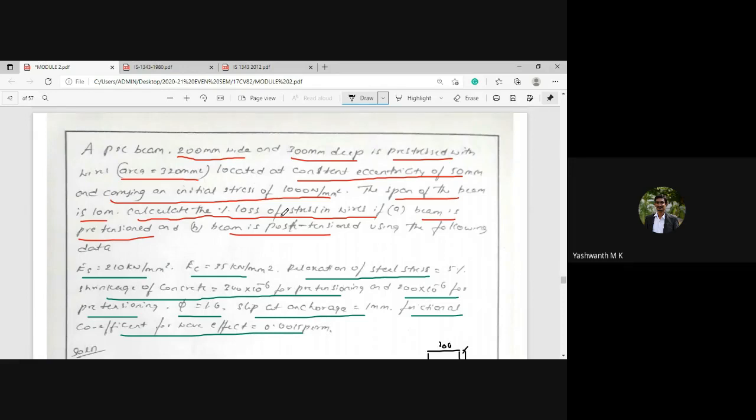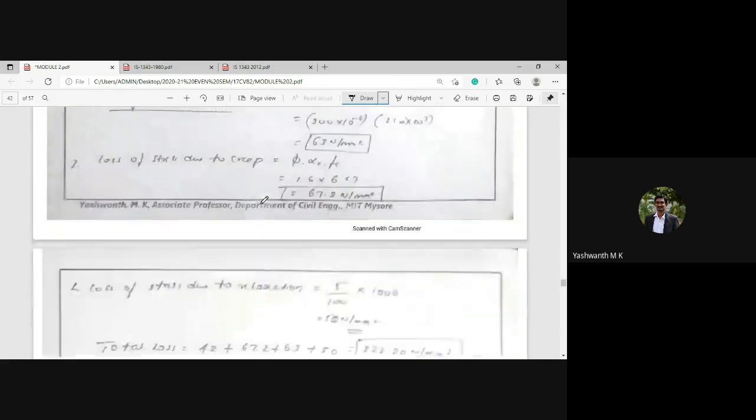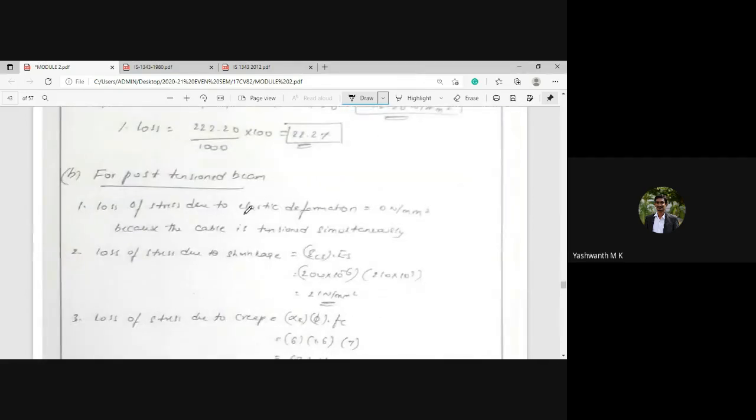So please note this point. When data is missing, in the absence of data on whether it is simultaneously tensioned or successively tensioned, you need to consider all the cables simultaneously tensioned. As we know, if all the cables are simultaneously tensioned, loss of stress due to elastic deformation in a post-tension beam is equal to zero. No loss is encountered when it is simultaneously tensioned. Is it clear? Next, let me move on further.